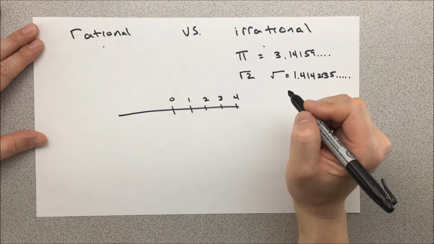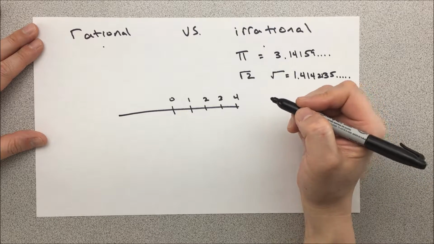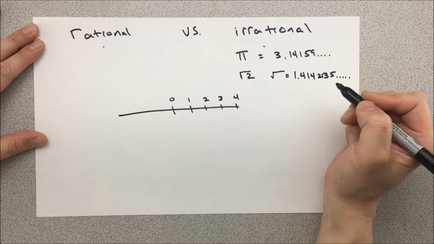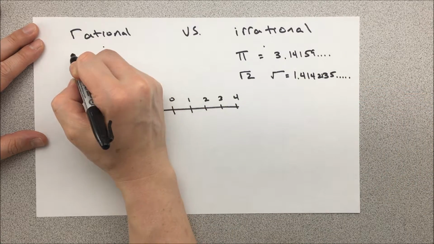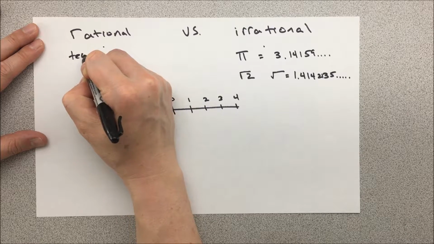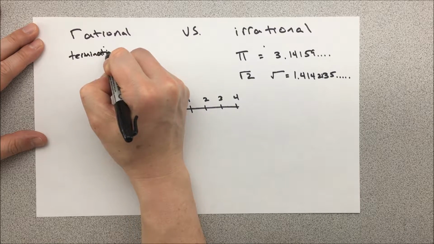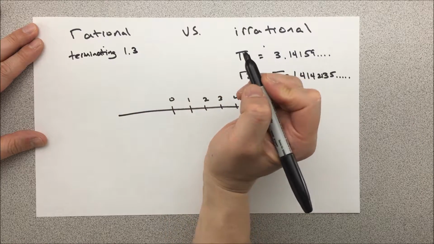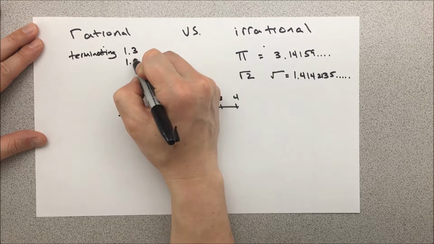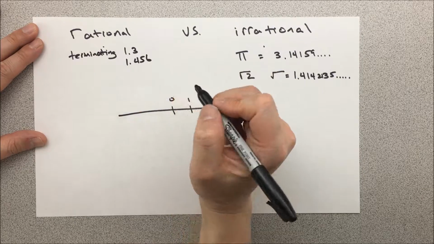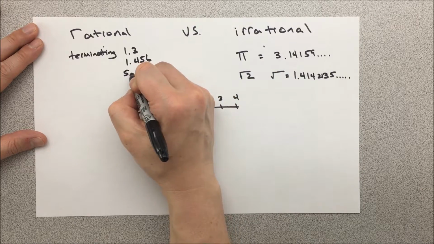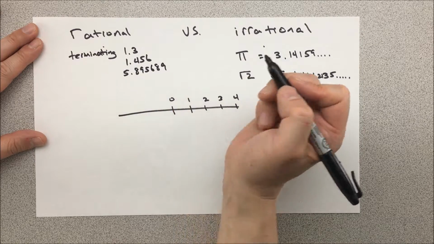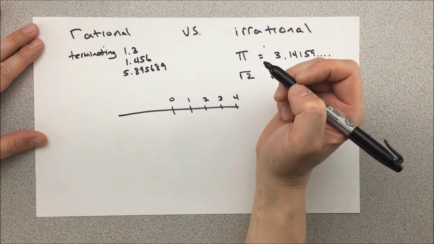So a rational number is different from pi or the square root of 2 in that a rational number is a terminating decimal. In other words, 1.3 is rational. 1.456 is rational. 5.895689 again is rational because the decimal terminates.